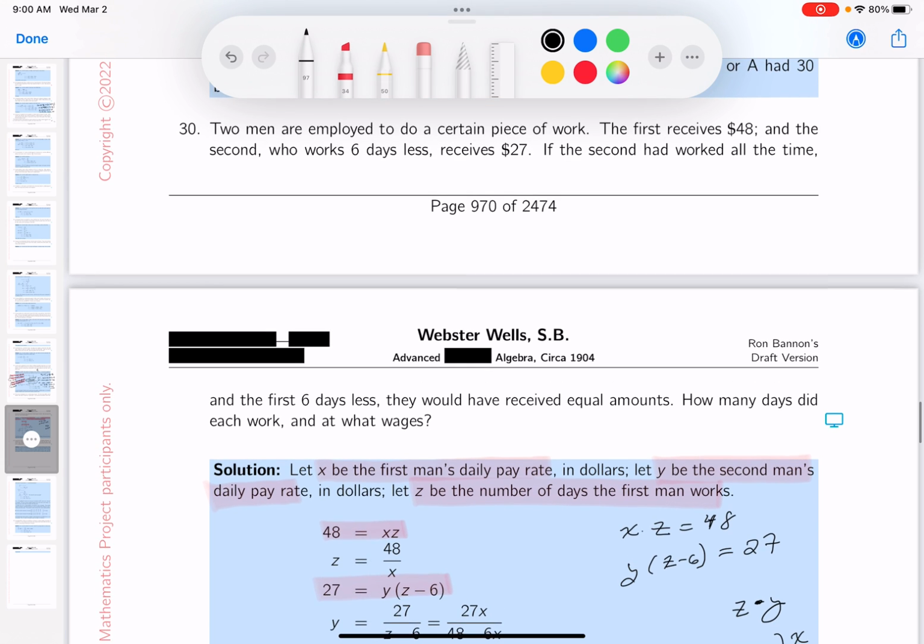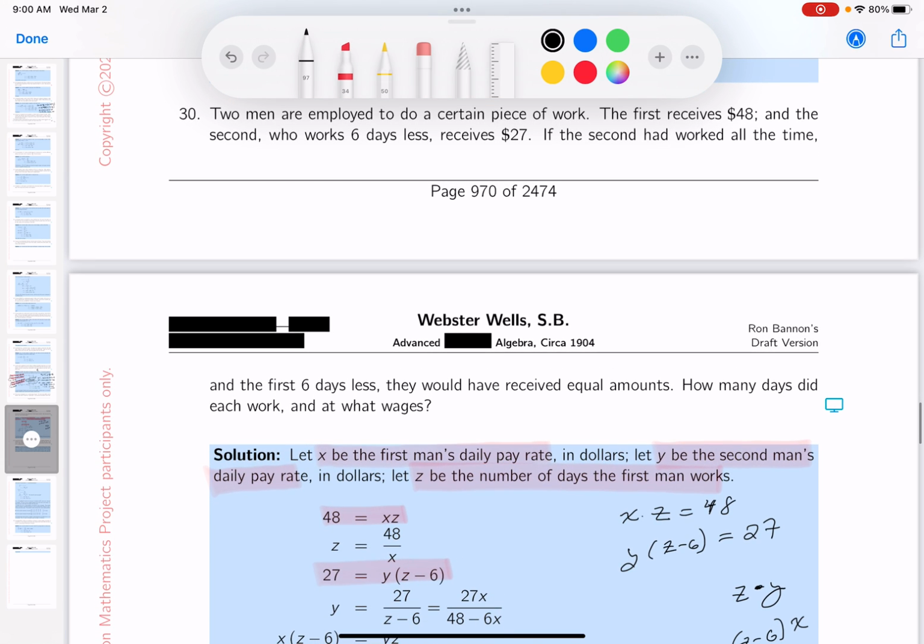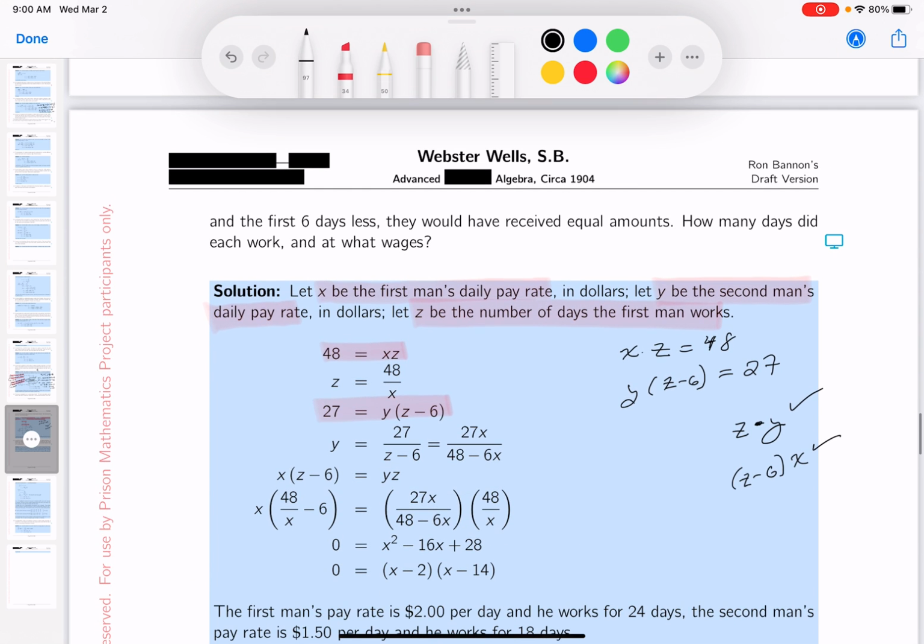What did they claim, though? If that were true, right? I'll read that again to you. If the second had worked all the time, and the first 6 days less, they would have received equal amounts. So now what they're saying is, they're saying YZ is equal to X times Z minus 6. They're saying they're equal. Let me show you where that is. All right? So we have 3 equations, 3 unknowns. Our job now is to try to figure out what the X, Y, and the Z are, without even thinking about what they mean at this point. I'm solving a system of equations.